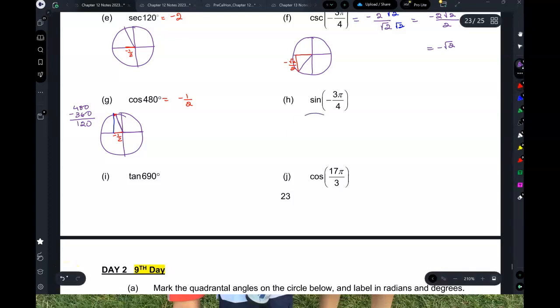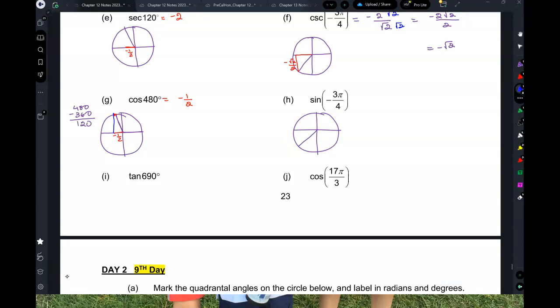So those are some good circles. This one here is pi over 4. 3 pi over 4 will be this way, right? Because we're going in the negative direction. Okay, sine, is that the horizontal or the vertical? I mean, vertical. I knew what I was going at. Vertical is going up and down.